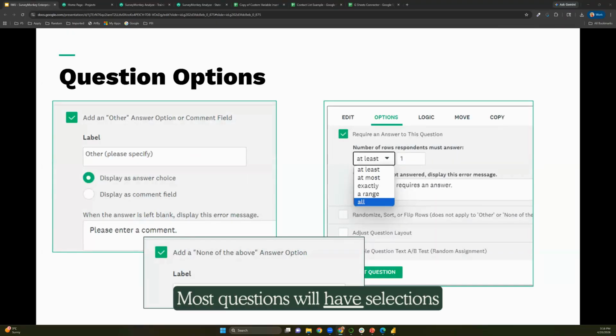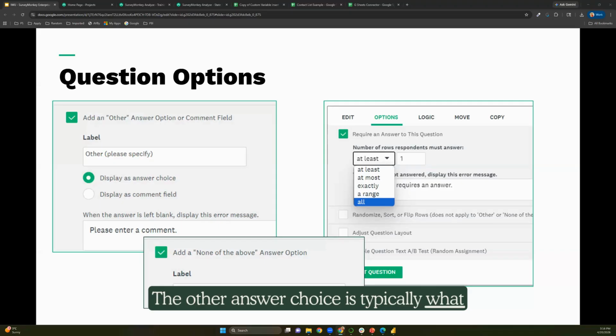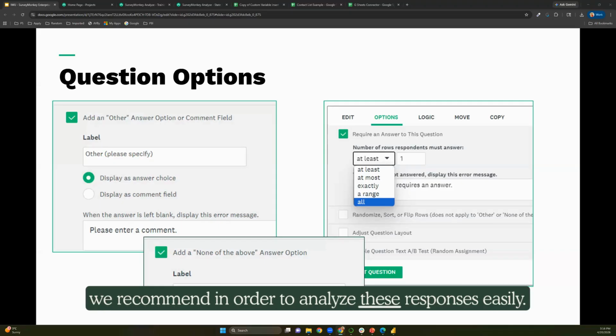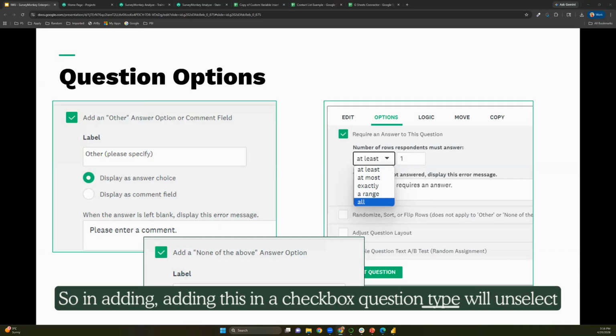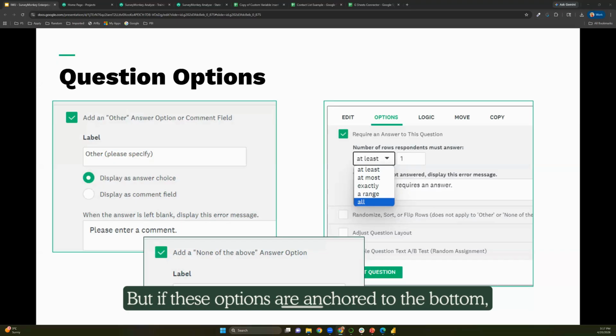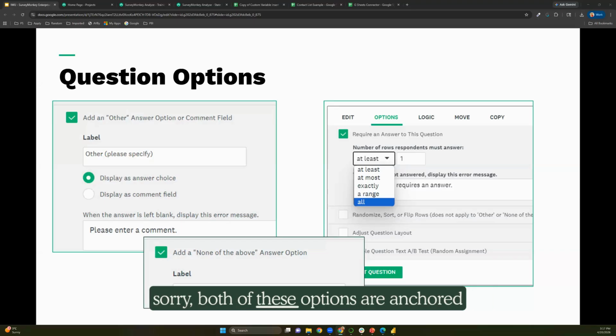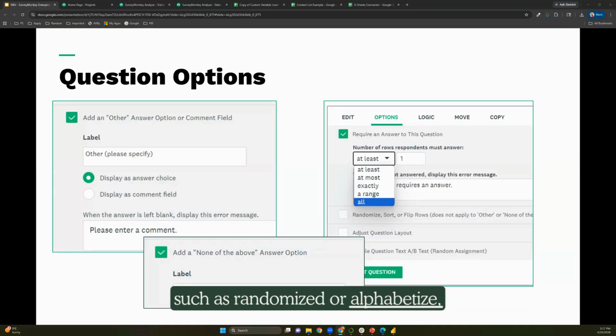Most questions will have selections in the edit or options that will be useful for your questions. The other answer choice is typically what we recommend in order to analyze these responses easily. The none of the above is an exclusive choice, so in adding this in a checkbox question type, it will unselect all the other selected options from the question if checked. Both of these options are anchored to the bottom of the answer choices, regardless of the other options such as randomize or alphabetize.